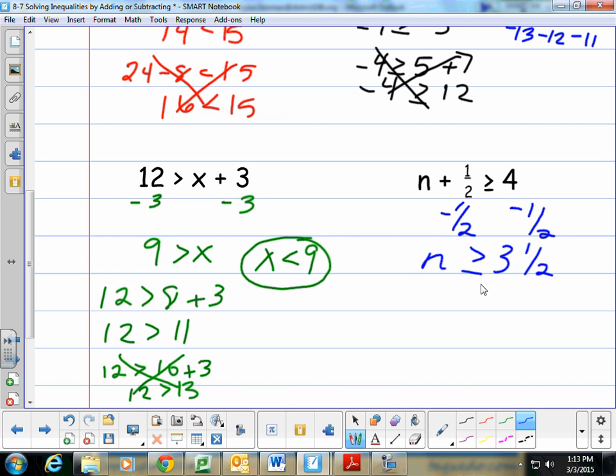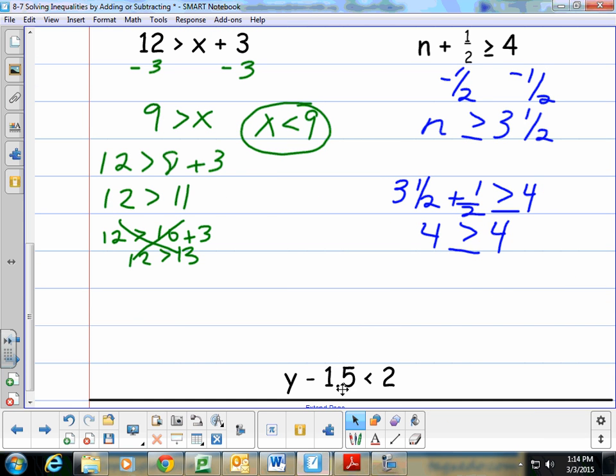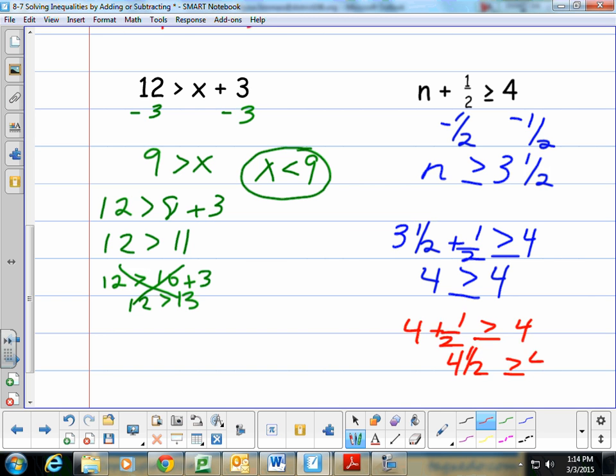So n has to be greater than or equal to 3.5 for it to be greater than or equal to 4. Notice if you plug in 3 and 1/2 plus 1/2, that should be greater than or equal to 4. Well, 4 isn't greater than, but it is equal to 4. So 3.5 works. I wonder if something greater than 3.5 would work. So if I tried 4, 4 plus 1/2 should be greater than or equal to 4. And 4 and 1/2 is greater than or equal to 4, so it's still true.